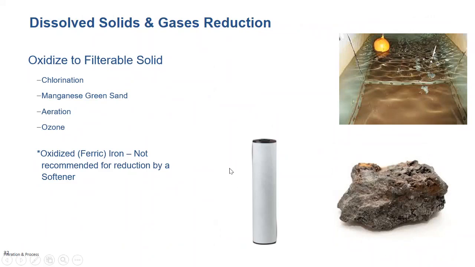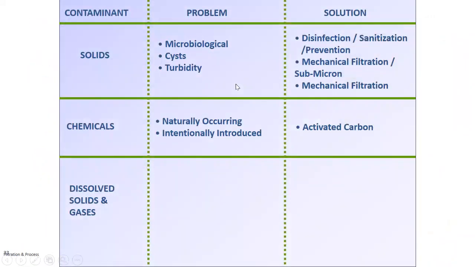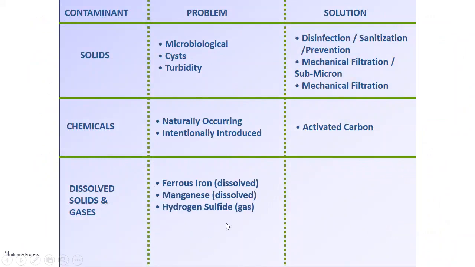Quite often we use oxidation and softening to manage iron issues. So for dissolved gases, we have ferrous iron, dissolved manganese, hydrogen sulfide gas. Well, what are we going to do? We're going to oxidize those chemicals and then use mechanical filtration to remove them. We can use scale inhibitors like polyphosphates to chemically treat these things in the water.